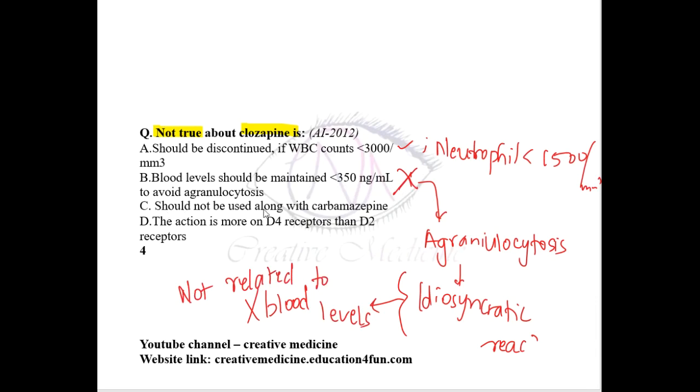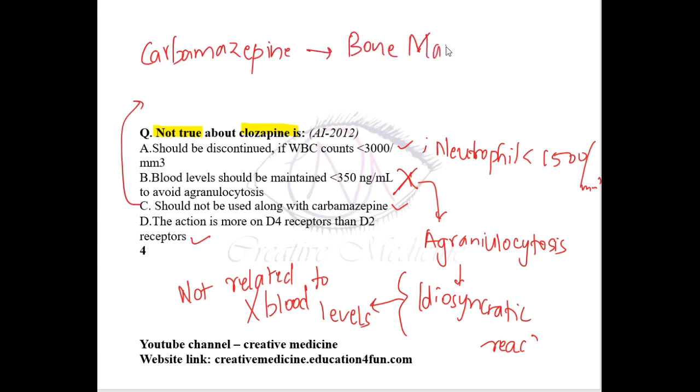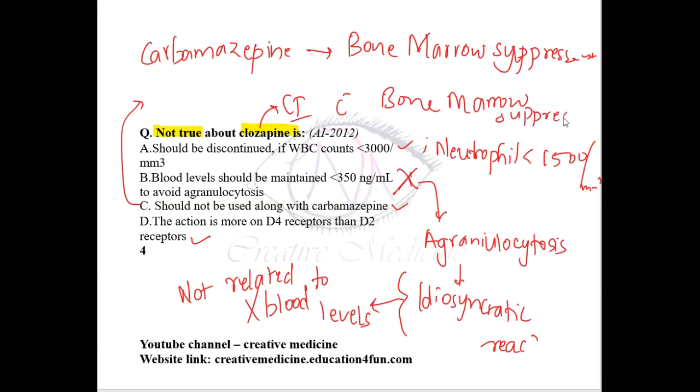Okay, this is false. Should not be used along with carbamazepine. True. The action is more on D4 receptors than on D2 receptor. Why should it not be used with carbamazepine? Because carbamazepine also causes aplastic anemia, or it is also a bone marrow suppressant. Clozapine is contraindicated with bone marrow suppressants. So we do not use clozapine with carbamazepine.